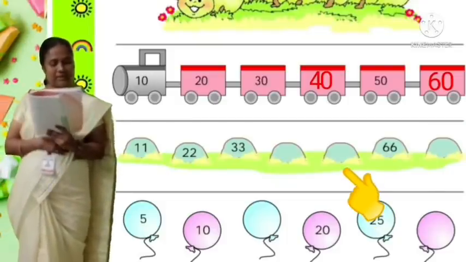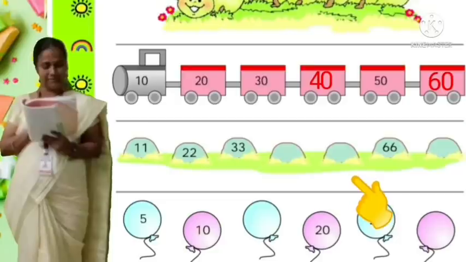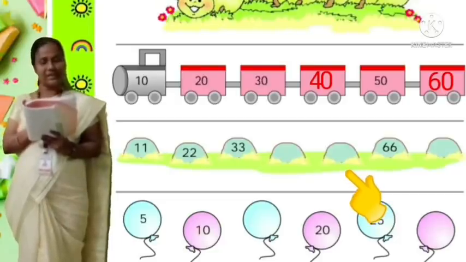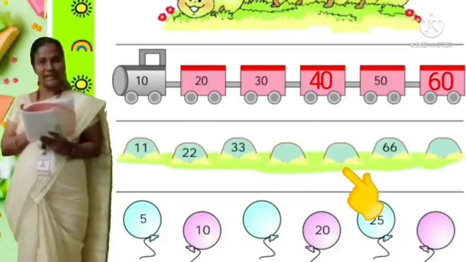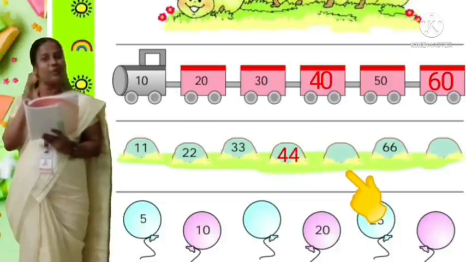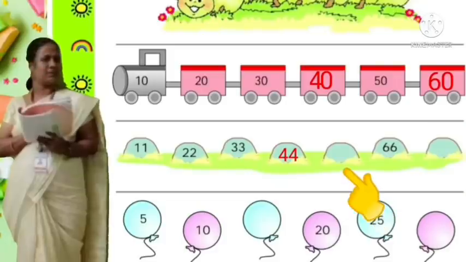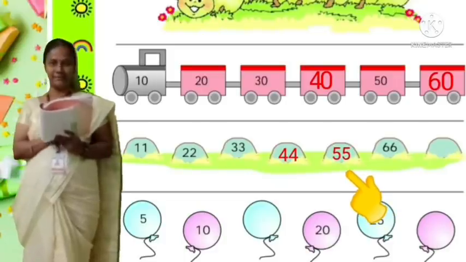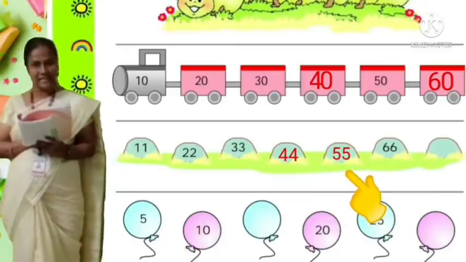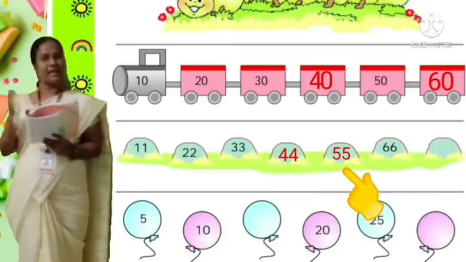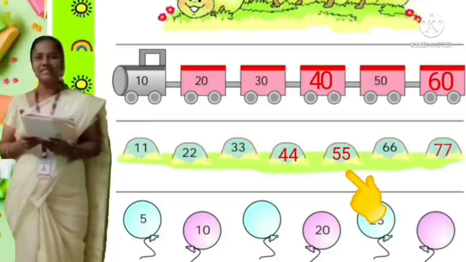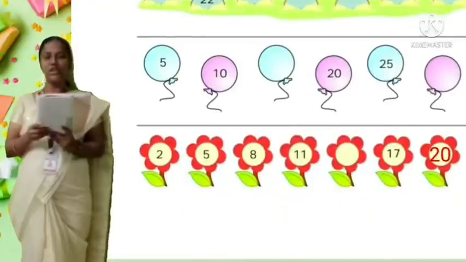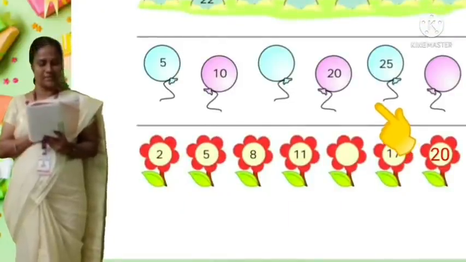So here they have given first 1, 11. Next 2, 22. 3, 33. What will be the next? Yes, 4, 44. Then what will be the next? 5, 55. The next 6, 66. And what will be the next? 7, 77. Very good. Next you have to skip 5 numbers.